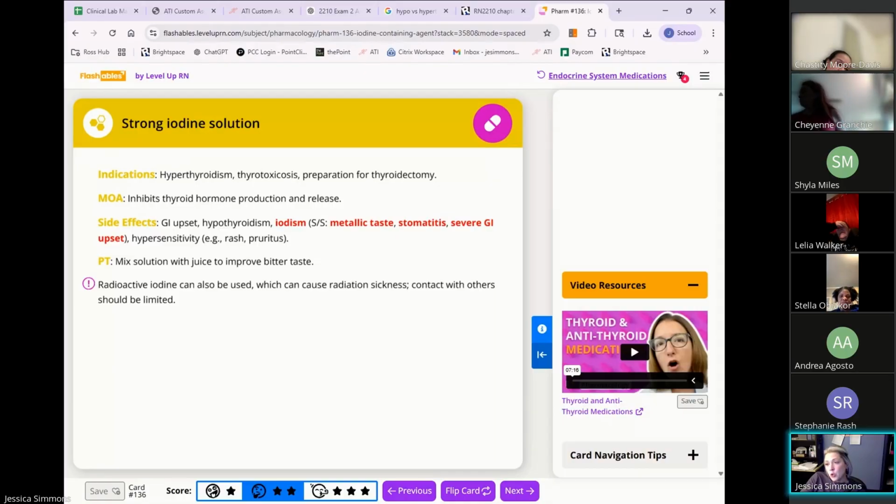And when you have too much iodine, you can have a metallic taste in your mouth. Stomatitis is inflammation of the mouth. It doesn't feel good.